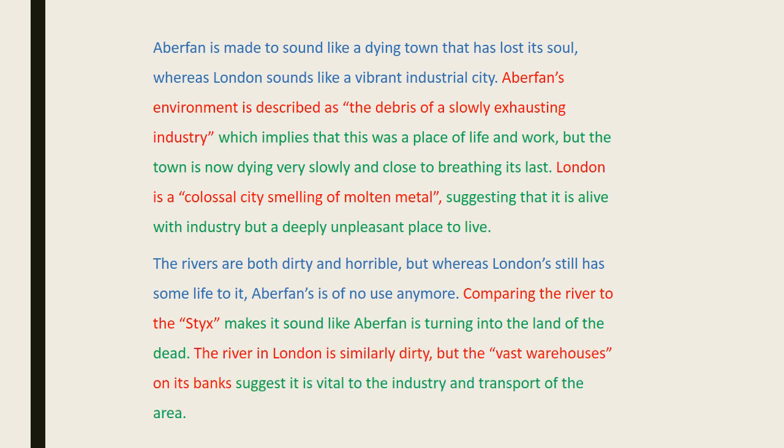With London, it talks about the vast warehouses on its banks. Now, again, that is a little bit more of an inference here, because I'm thinking, okay, it's got these huge warehouses on the banks of the river. What does that tell me? It tells me it's vital to the industry and transport of the area. Why would you build vast warehouses on the banks of the river?